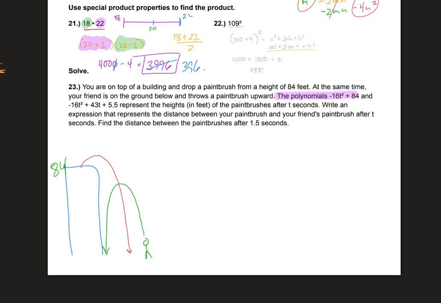Let's see. The polynomials that represent the height in feet of the paintbrushes after t seconds. Write an expression that represents the distance between your paintbrush and your friend's paintbrush after t seconds. So, right, that represents this distance between.